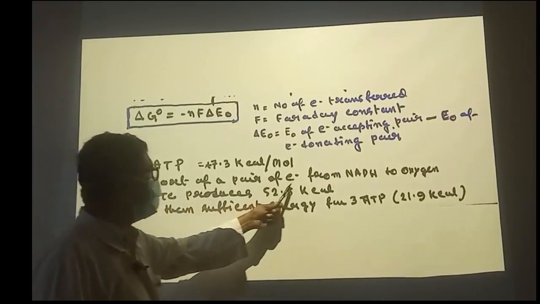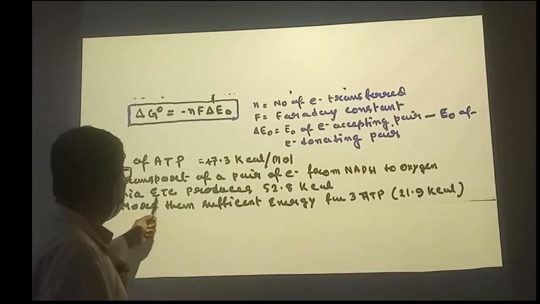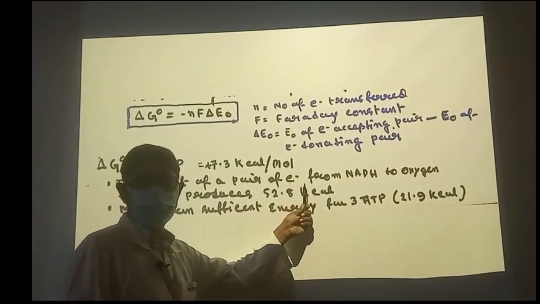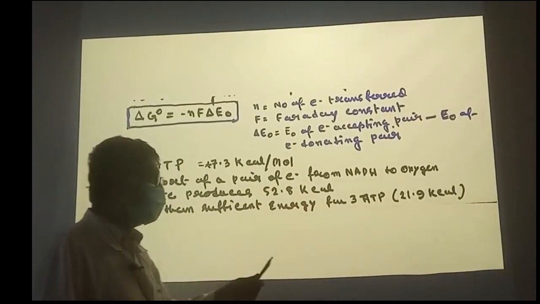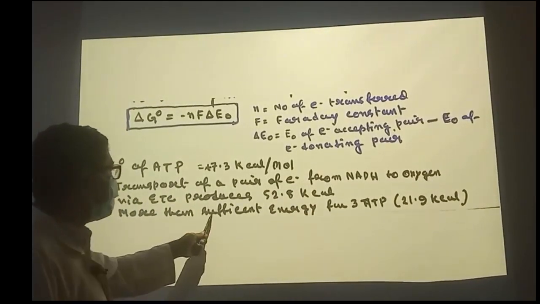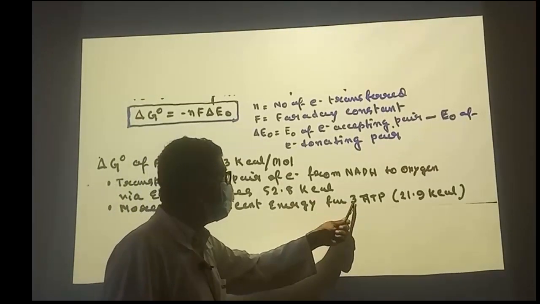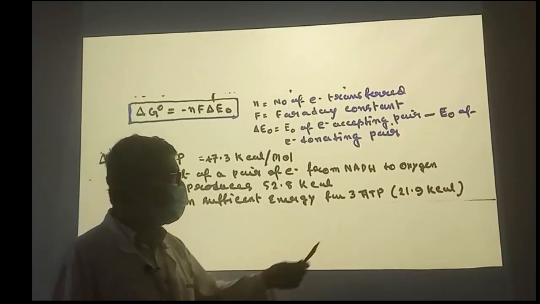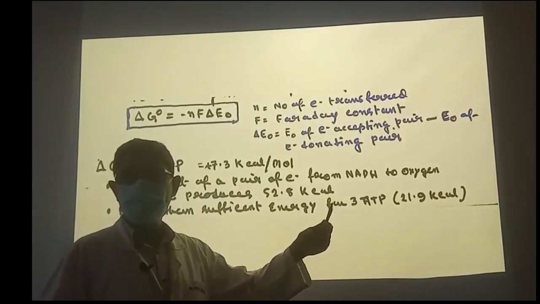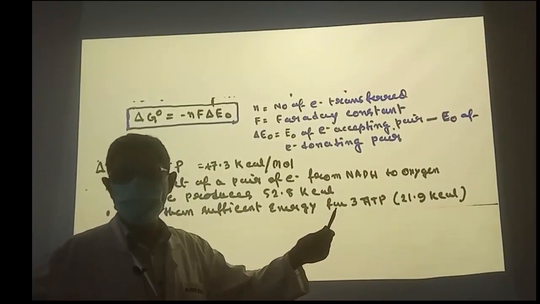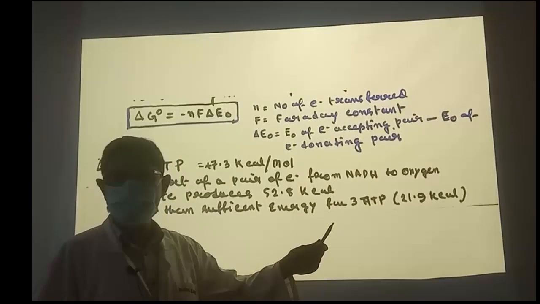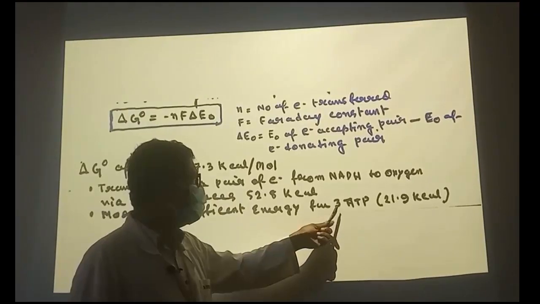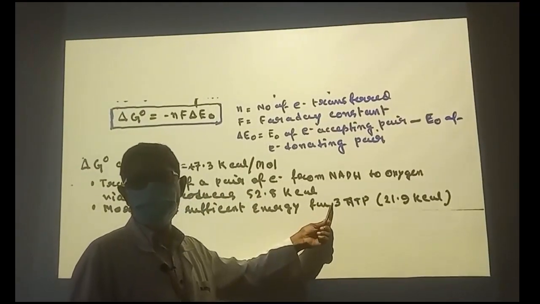Transport of a pair of electrons from NADH to oxygen via the ETC produces 52.8 kilocalories. Please keep it in mind; we will discuss this point later. It is more than sufficient energy for 3 ATP. As per the old theory, you will get 3 ATP in oxidative phosphorylation, which we will discuss. As per the recent theory, it is 2.5 ATP that is generated.